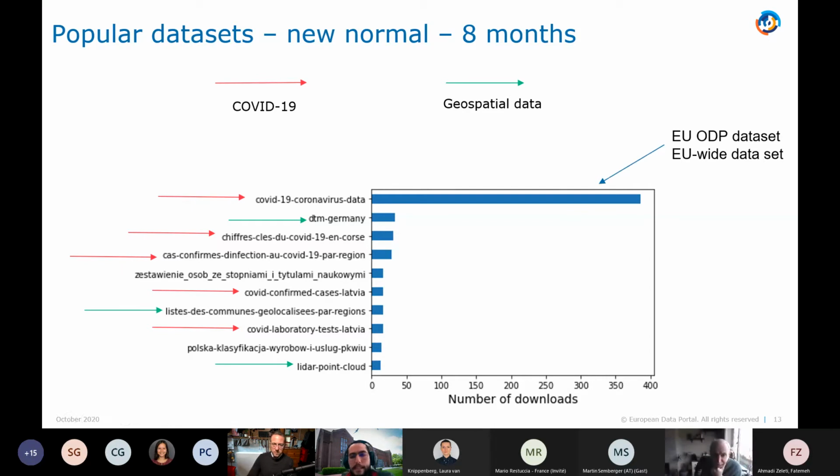This one here is the EU-wide dataset that is published by the European Open Data Portal. We think that this one was very popular because we had a direct link from many from the publications office and from many European Commission sites that said, hey, COVID-19 data is here on the European data portal. So those referrals from very prominent institutions is what led to this very high popularity of this particular dataset with respect to the others.